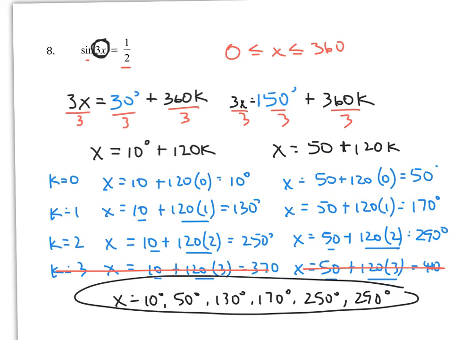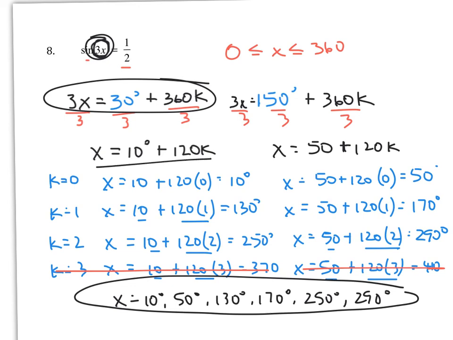All right, so anytime that you have a period change like you see here with the 3x, you have to create an equation, and then you have to divide by the value in front of the x in order to come up with your new equation. Then you have to plug in values of k until you can find all of the possible angles that work with our limitation of 0 to 360.